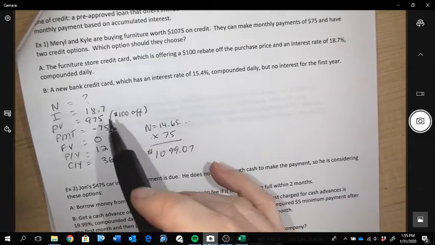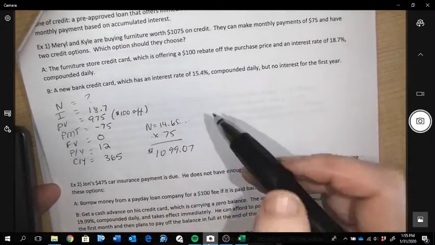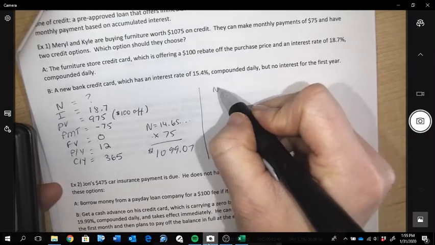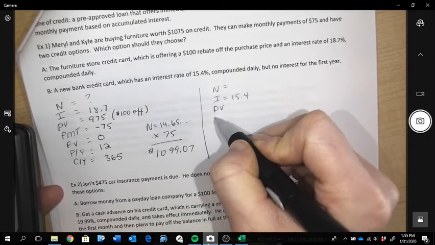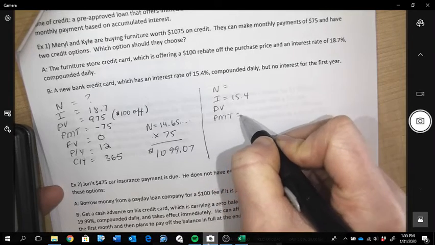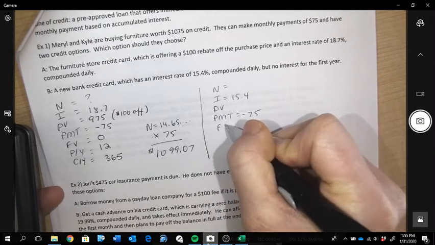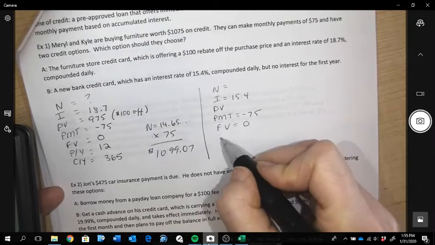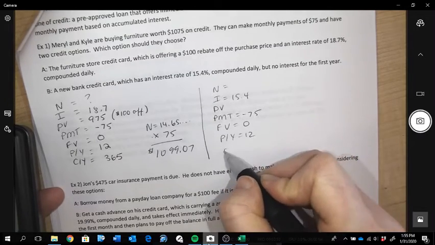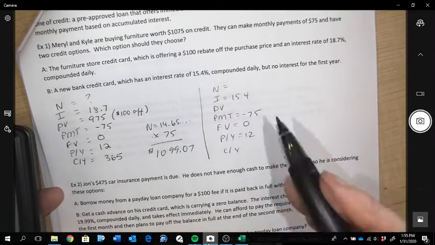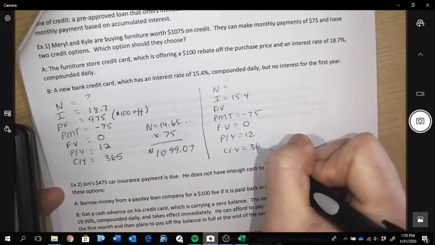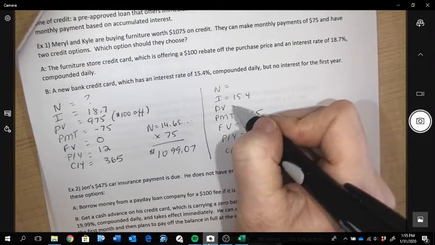Okay, so a new bank credit card. This time we know the interest is 15.4, and we still know we're doing 75. We want to end up at 0. We're making 12 payments per year, and it's compounded daily. So those are the same.